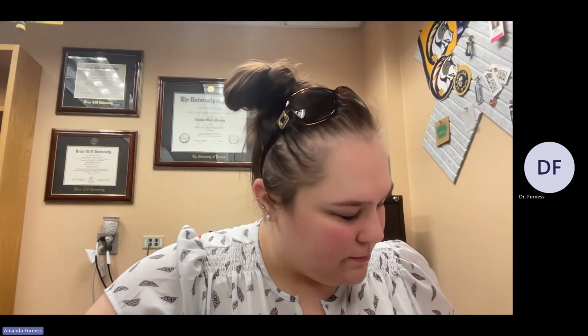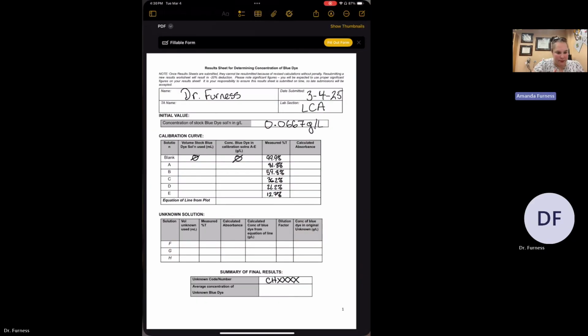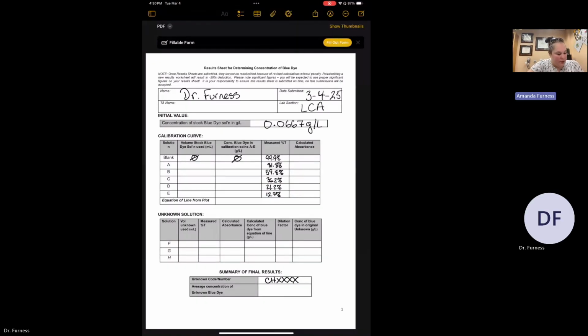So one last thing that I want to do is go to the actual data sheet. So this is what you should be submitting and turning in, where you have your name, the date that you submitted it, your TA name, and then your specific lab section. So make sure that you're actually including your unique lab section. This can be found in Trailhead.